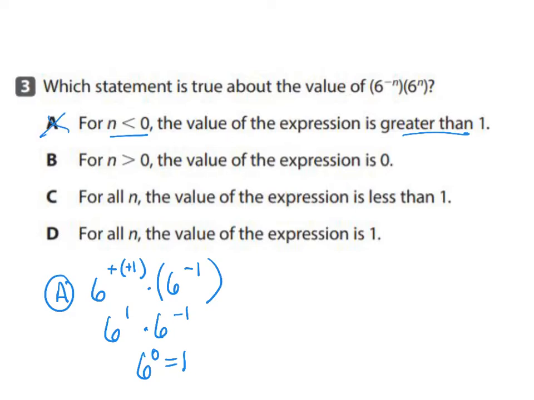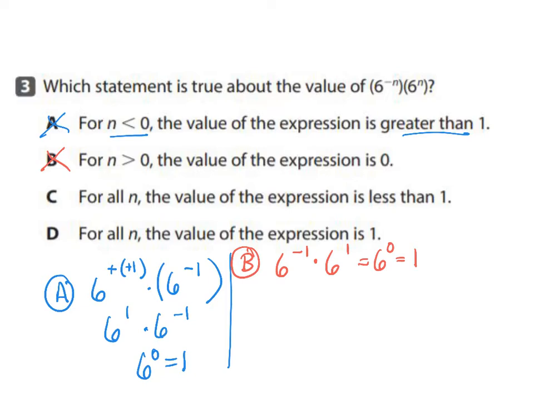Now it says if x for n greater than 0, the value is 0. Well, let's see. Let's pick something greater than 0. I'll do this in letter B in red. So 6 to the negative, and I'll just plug in 1. We decided n was going to be 1. And then if n is 1, it will be 1. Okay, so now you have a negative 1 and a positive 1. You still end up with a 0. Negative 1 plus 1 gives you 0. Anything to the 0 power is 1. So it is not going to work for letter B either.